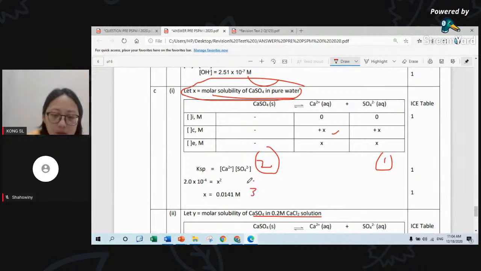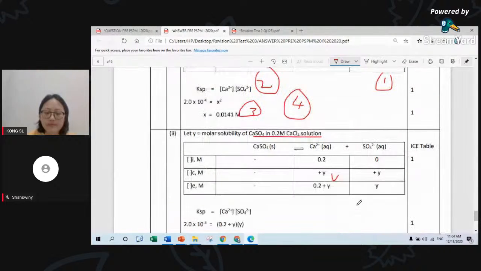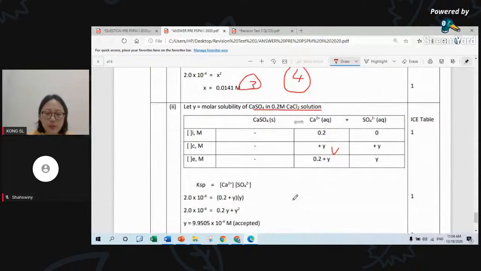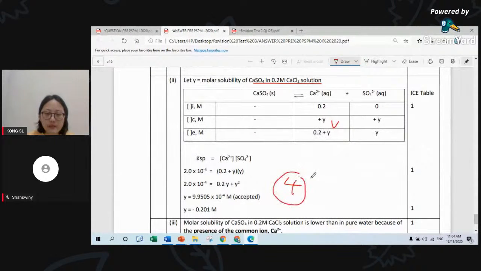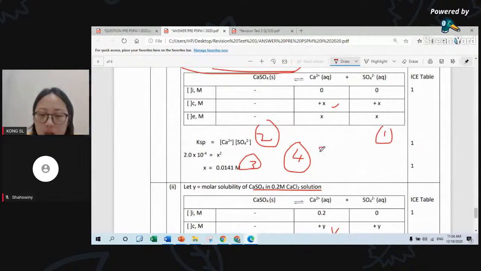Okay, one point is missing. Sha, what is the point missing over here? Here also the same, one point is missing. Conclusion. Everyone make sure you write a conclusion.